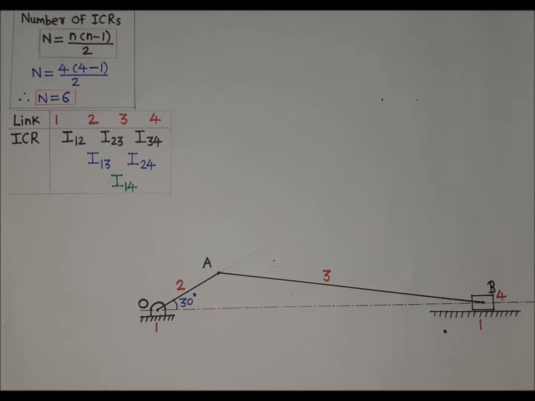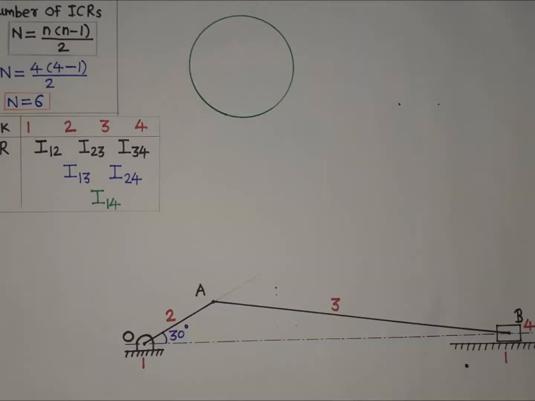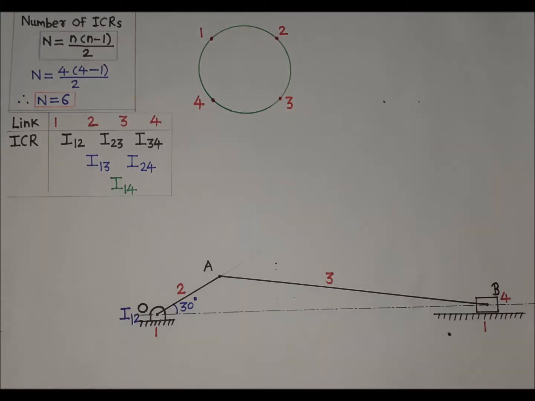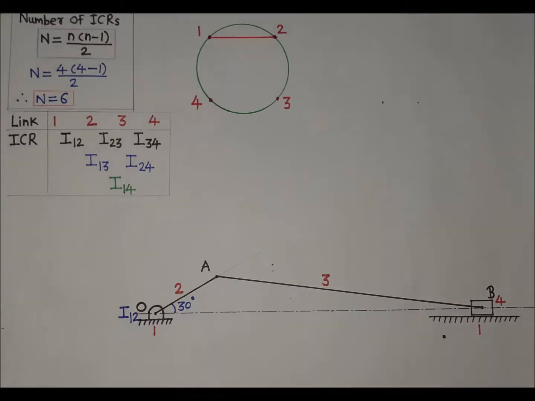Draw a circle with any radius. On the circumference of that circle, mark 4 points 1, 2, 3, and 4. These 4 points are representing the 4 links of the mechanism. Now we will locate those ICRs which we can locate just by observation. Between link number 1 and 2, there is a turning pair at point O, hence ICR I12 will be at point O. As I12 is located, in the circle diagram we will draw a line joining points 1 and 2. This line in the circle diagram is representing ICR I12.